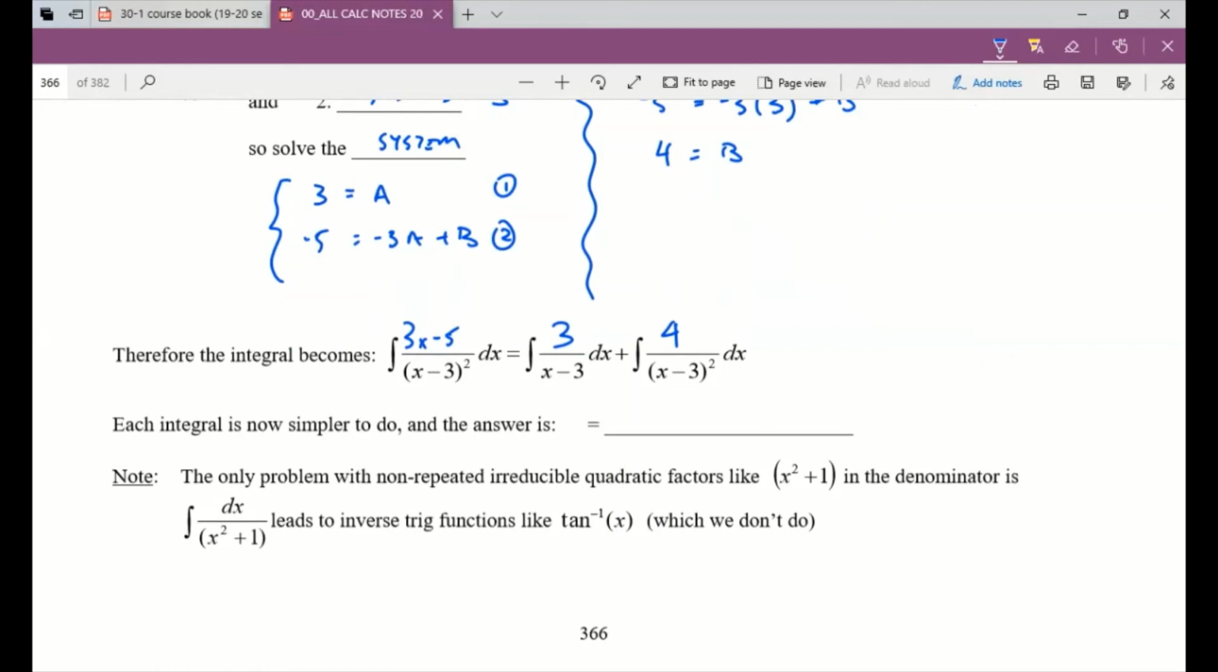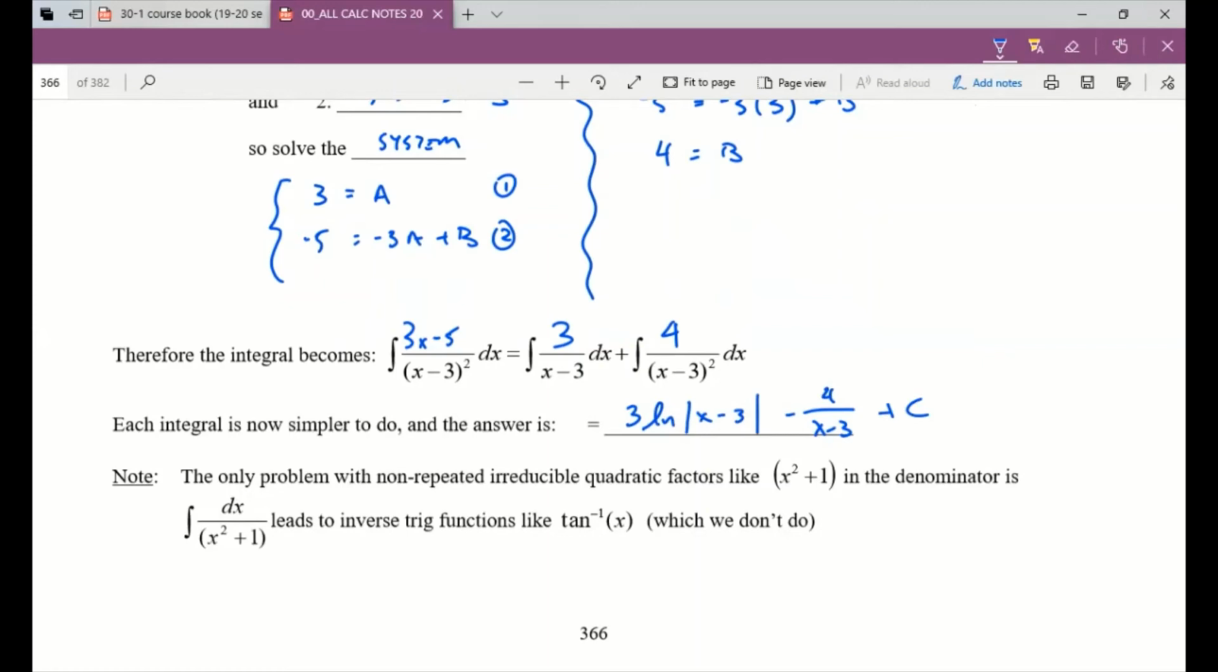Our first one ends up being 3 natural log of x minus 3. Our second one ends up being, because this is x minus 3 to the negative 2, we add 1 to the exponent, and this ends up being minus 4 over x minus 3.